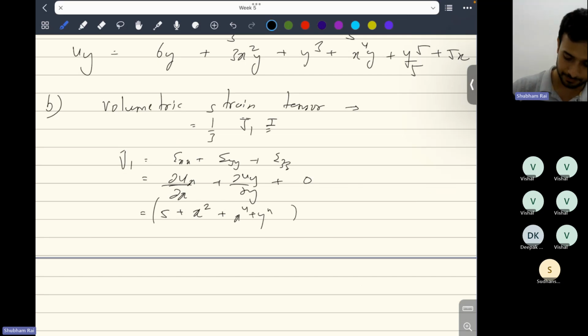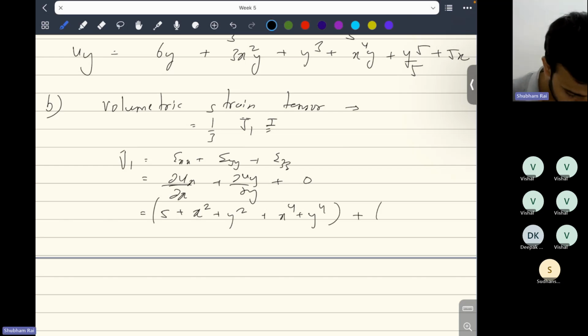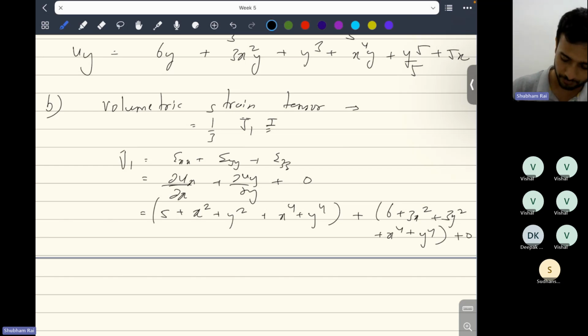So this is epsilon xx. Obviously I had forgotten it. So this is x square plus y square plus x⁴ plus y⁴, and this is 6 plus 3x square plus 3y square plus x⁴ plus y⁴, and the last one is 0. So finally J1 is equal to 6 plus 5, that is 11, x square plus 3x square is 4x square, y square is also 4y square, plus 2x⁴ plus 2y⁴.